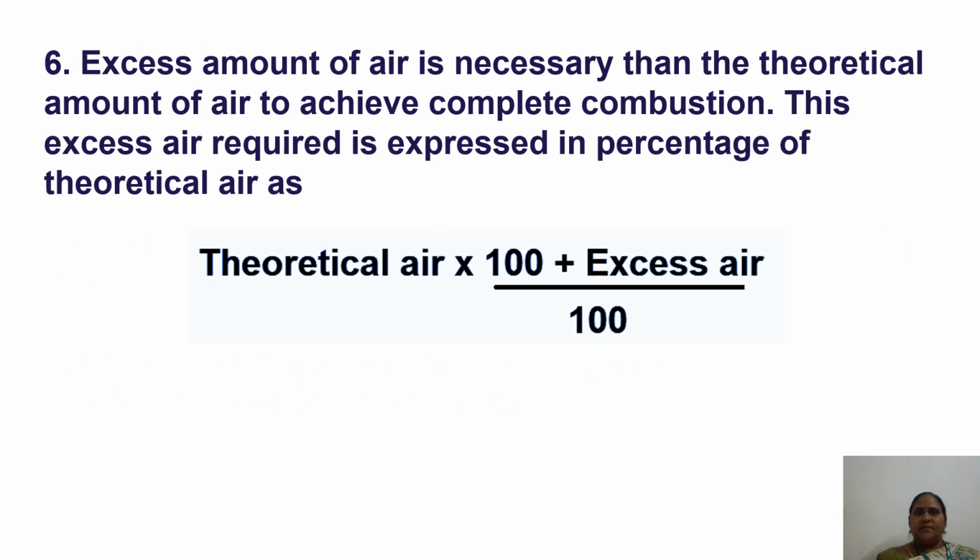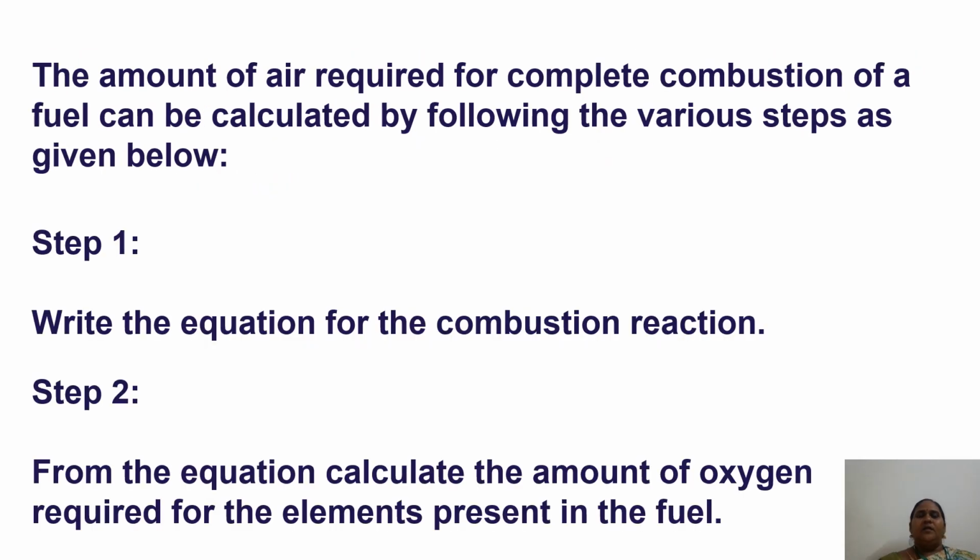And number 6. An excess amount of air is necessary over the theoretical amount of air to achieve complete combustion. This excess air required is expressed as a percentage of the theoretical air as theoretical air into 100 plus excess air divided by 100. The amount of air required for complete combustion of a fuel can be calculated by following the various steps as given below.